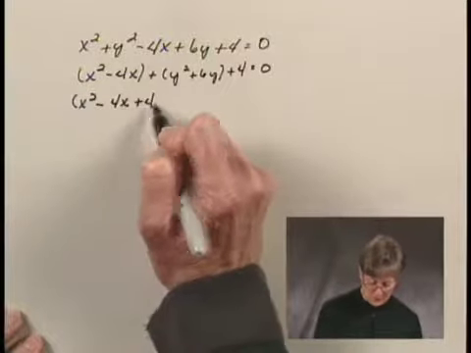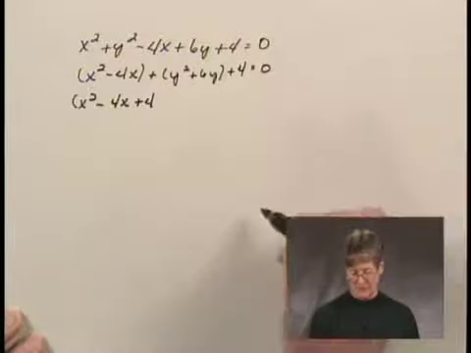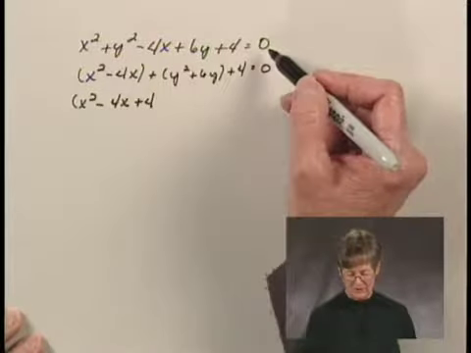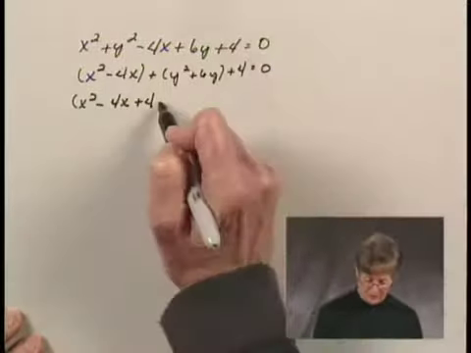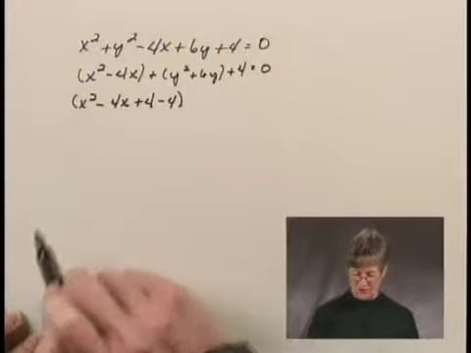So I'll add 4. Now I don't want to change this equation. I want to have an equation equivalent to the one I started with when I finish. So in order to do that, I'm going to have to subtract 4 as well, because I've just added 0 here. I haven't changed the equation.